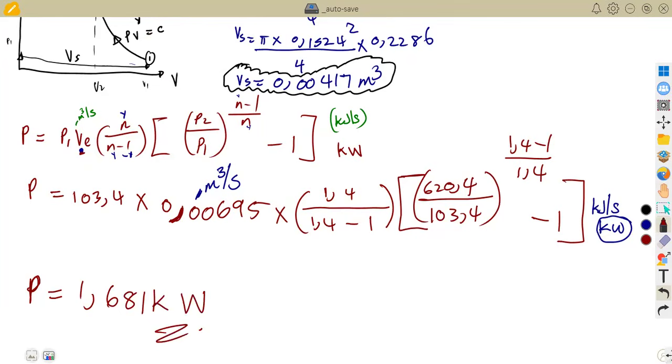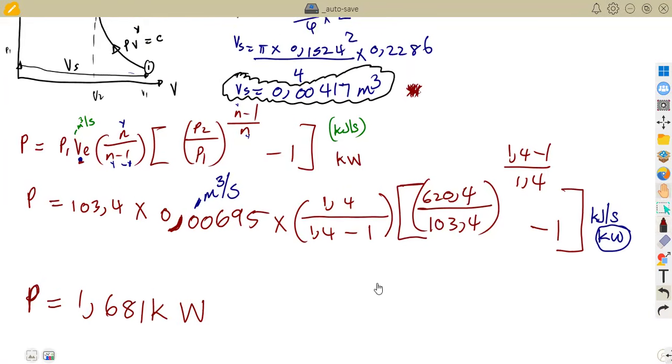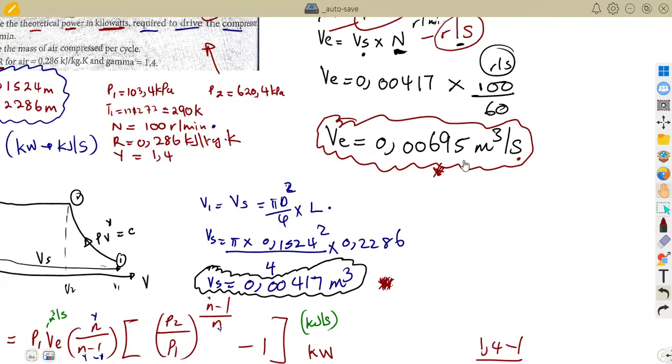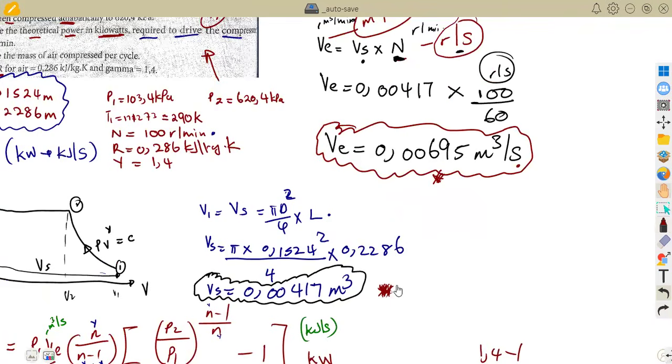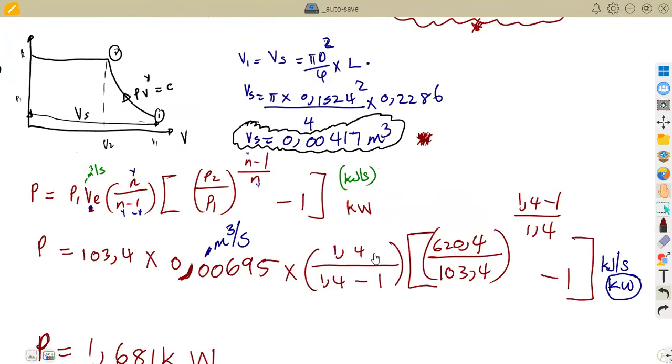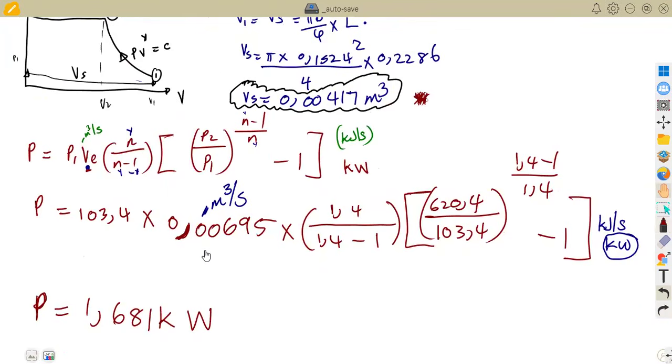Just like that. So on a consideration that I am determining, let's say, the work done per cycle first, I was not going to use this. I was just going to use V1. Instead of using VE, I was going to just use VS. But since they automatically wanted power, use VS to find VE, which is the one that carries per second. Then you use that now to calculate the power, which is VE is the one that you use for power.